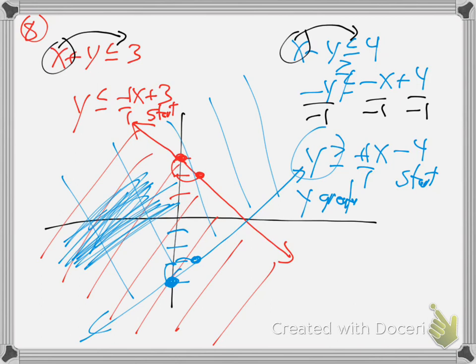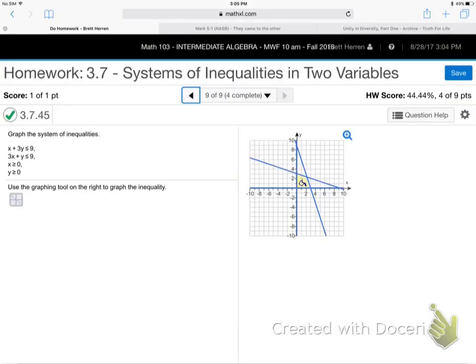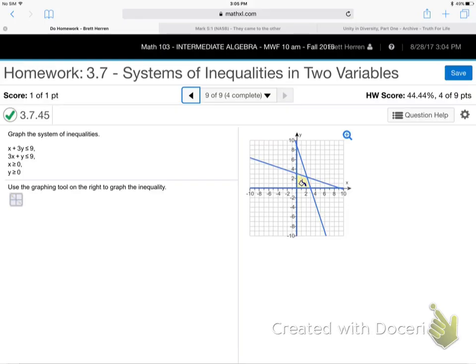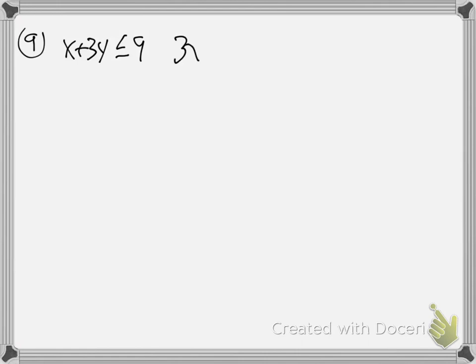One more, number 9. All right, so x plus 3y less than or equal to 9. I'm going to recopy it here. And 3x plus y less than or equal to 9. And then x and y greater than or equal to 0, yeah. Okay.